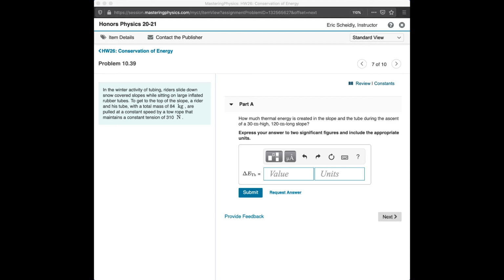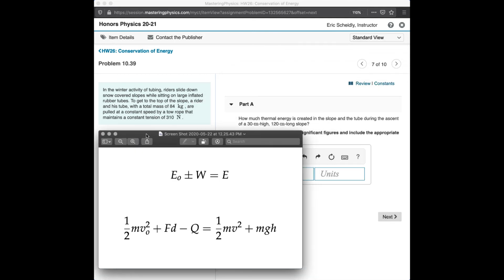So when I write the conservation of energy, I have 2 really important things going on. I have positive work being done by the rope that pulls me up the incline. And I have thermal energy being generated, which is removing energy from the system. So when I write the conservation of energy, it looks like this. I have kinetic energy to start with and kinetic energy to finish with. The process happens at constant speed.